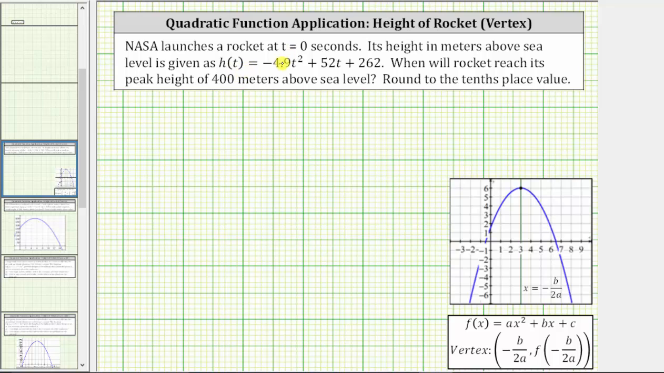NASA launches a rocket at t equals 0 seconds. Its height in meters above sea level is given by the function h of t. When will the rocket reach its peak height of 400 meters above sea level? Round to the tenths place value.